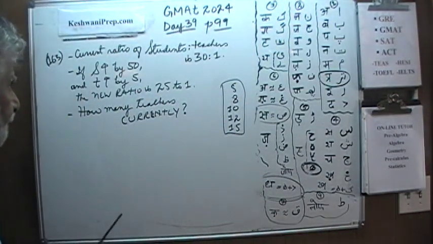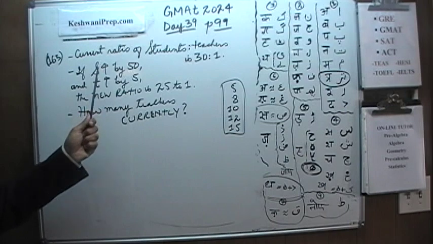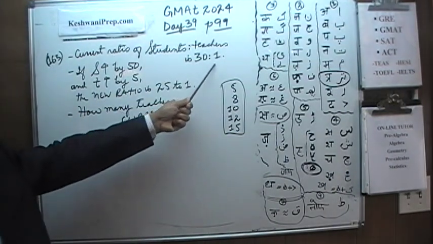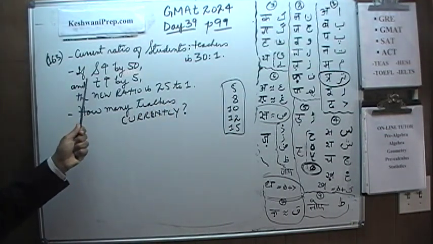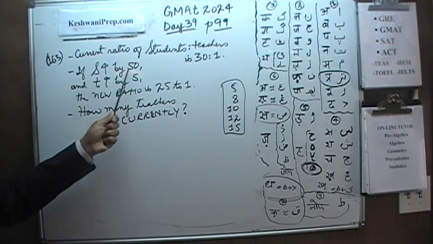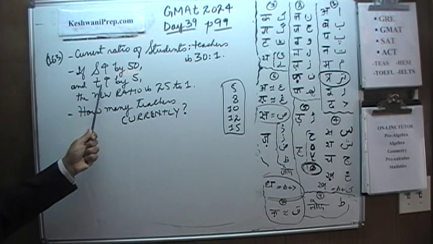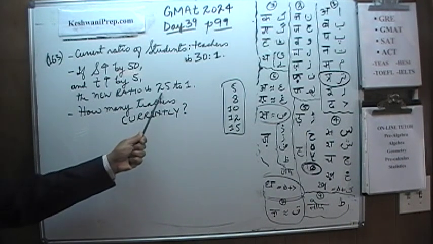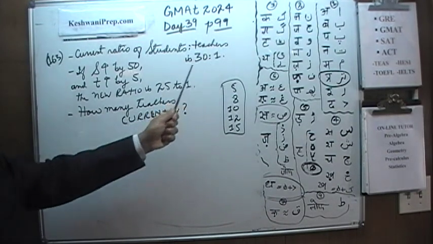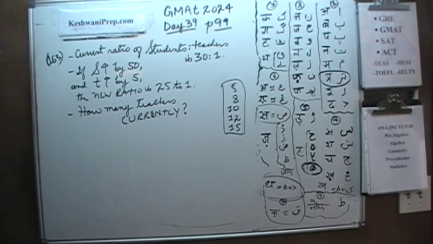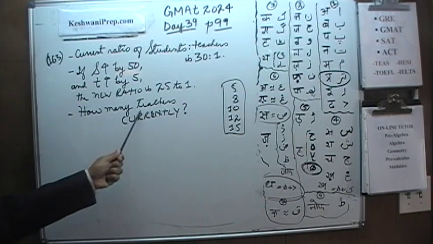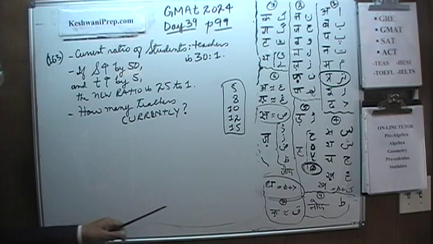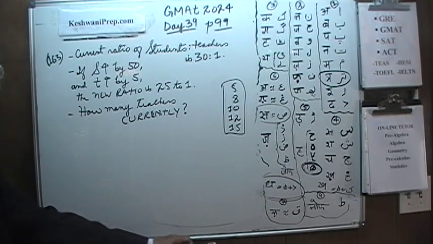Here we go. So we are told that in a school, the current ratio of students to teachers is 30:1. That's the current ratio. We are further told that if the number of students goes up by 50 and if the number of teachers goes up by 5, in that case the new ratio becomes 25:1, from 30:1 to 25:1. The question is quite simple. How many teachers do we have currently? Here are the answer choices. I'll give you a second for you to be able to pause and unpause the video.